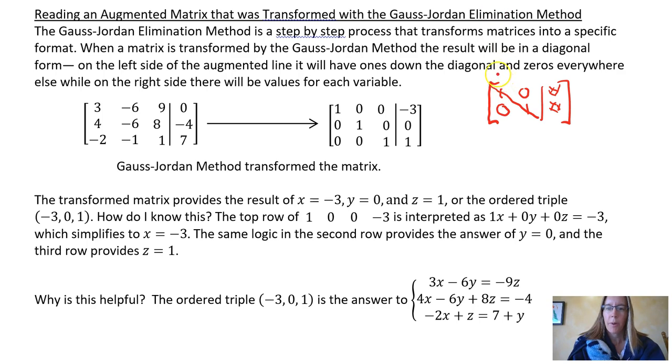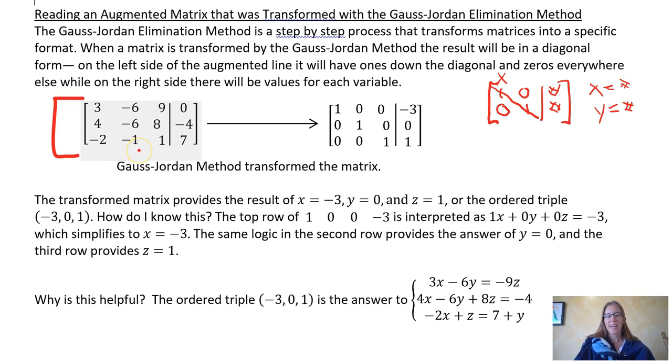Now on the right-hand side, there will be values, because really what this will tell you is this 1 in the top, you'll remember, is for the variable x. So it'll tell you x will equal whatever number is on that top row. And then the y on the bottom with this 1 is going to tell you that y equals whatever that second number is.